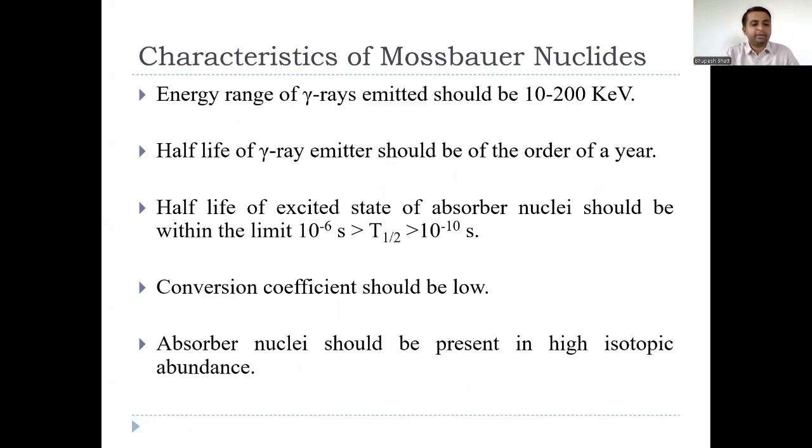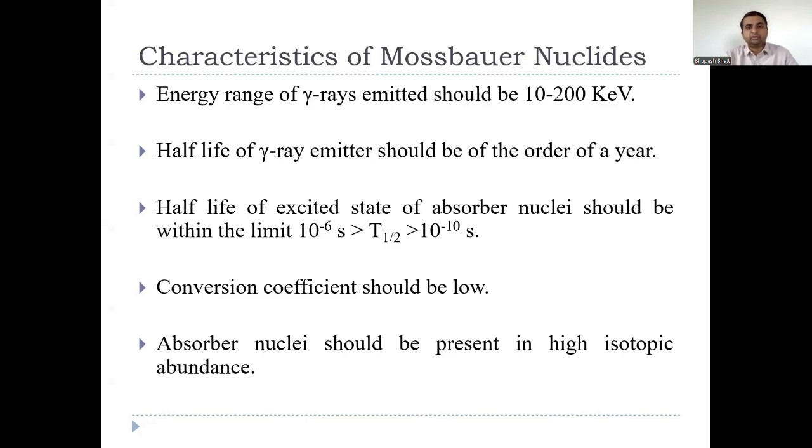Now, the characteristics of Mossbauer nuclei. For example, over here we have discussed the 57 cobalt material. In the same way, there are many other Mossbauer nuclei which can be considered as a source material. For example, we can talk about 119 Sn. We can also talk about Fe, and elements like zinc and nickel can also serve as ideal source materials.